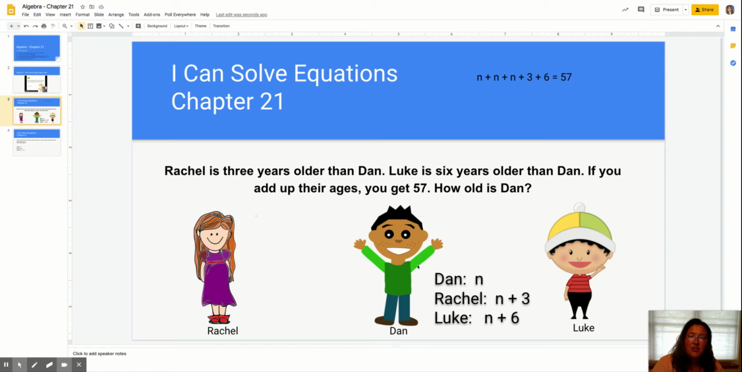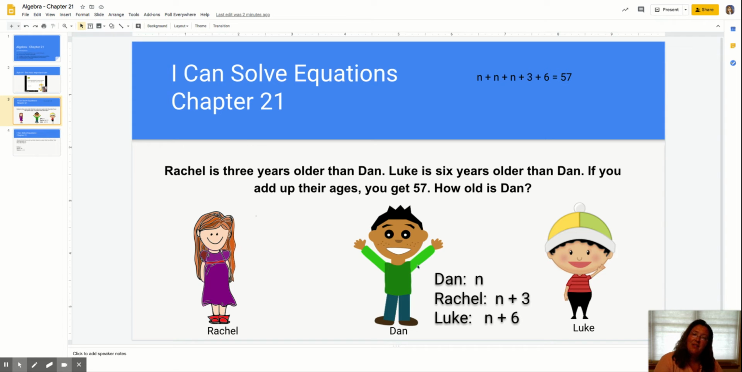Now we're going to take an equation from the previous chapter and we are going to try and solve it. So we saw this problem in the last chapter. Rachel is 3 years older than Dan. Luke is 6 years older than Dan. And if you add up their ages, you get 57.